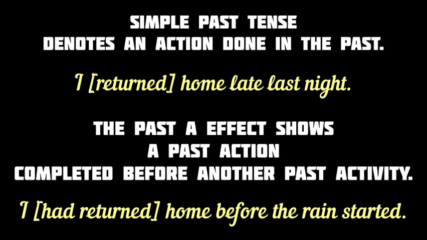Here, my returning home is the earlier or first past action, and the starting of the rain is the later past action. So had returned is in past perfect tense and started is in simple past tense. So unlike the simple past, the past perfect is only used when there were two related past actions and one was completed before the other.